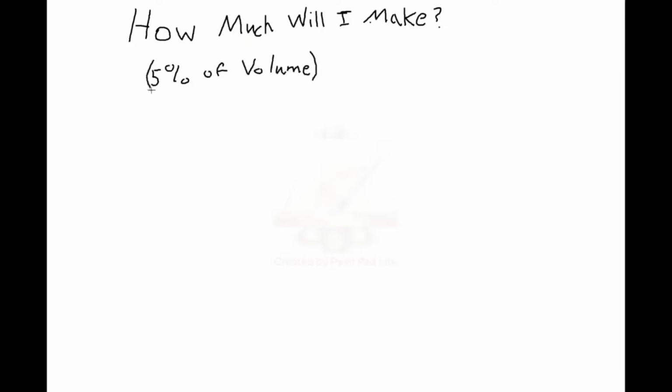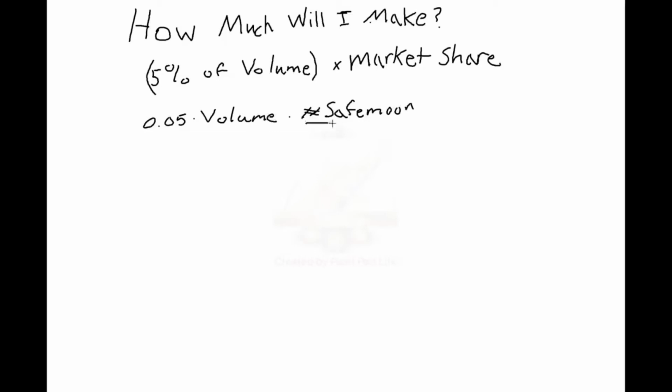So if you want to calculate what your reflections would be given a given volume and a given number of Safemoon, it can be calculated as follows. You take 5% of the volume, so that is 0.05 times volume times your market share. And your market share you can rewrite as the number of Safemoon you have divided by 1 quadrillion. So that gives us a nice, neat equation. Reflections equals 0.05 times Safemoon times volume divided by 1 quadrillion.